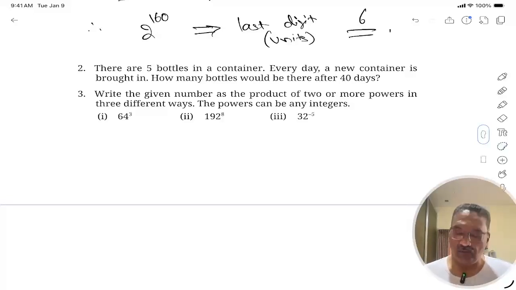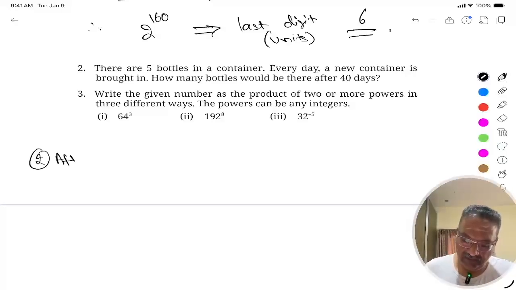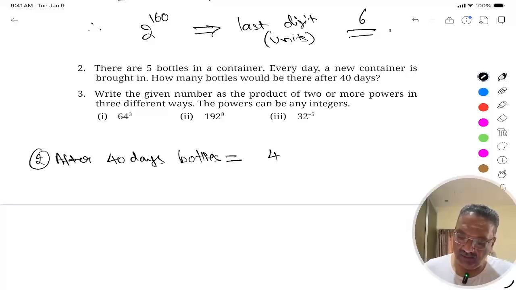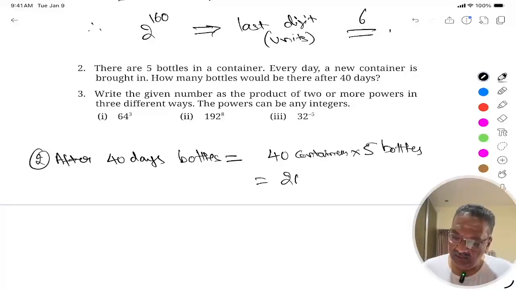Okay, so after 40 days, how many containers? After 40 days is a very easy question. After 40 days, the number of bottles will be how many? The containers will be 40 containers. 40 containers into 5 bottles in each is equal to 200 bottles. So this is equal to 2 into 10 to the power of 2 bottles.